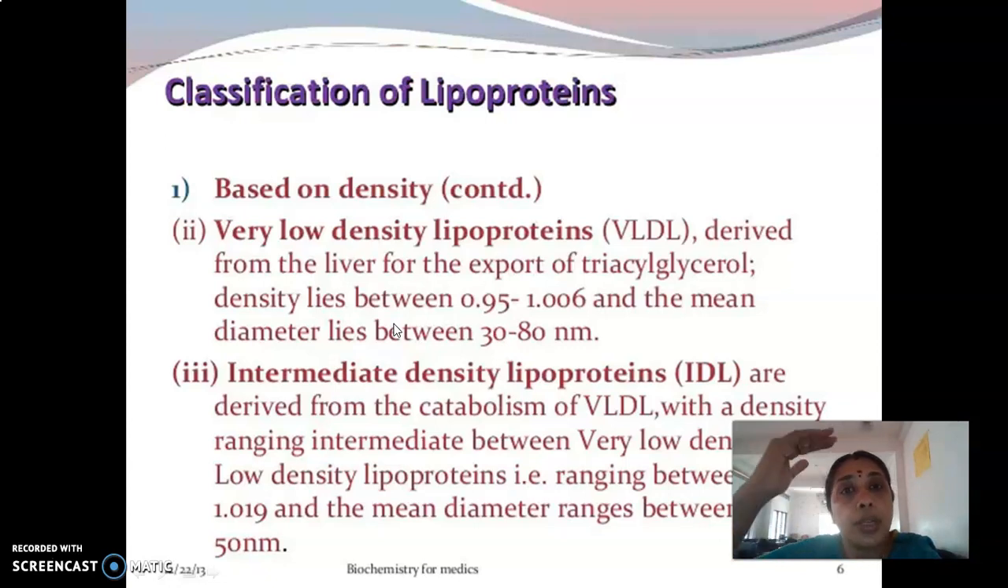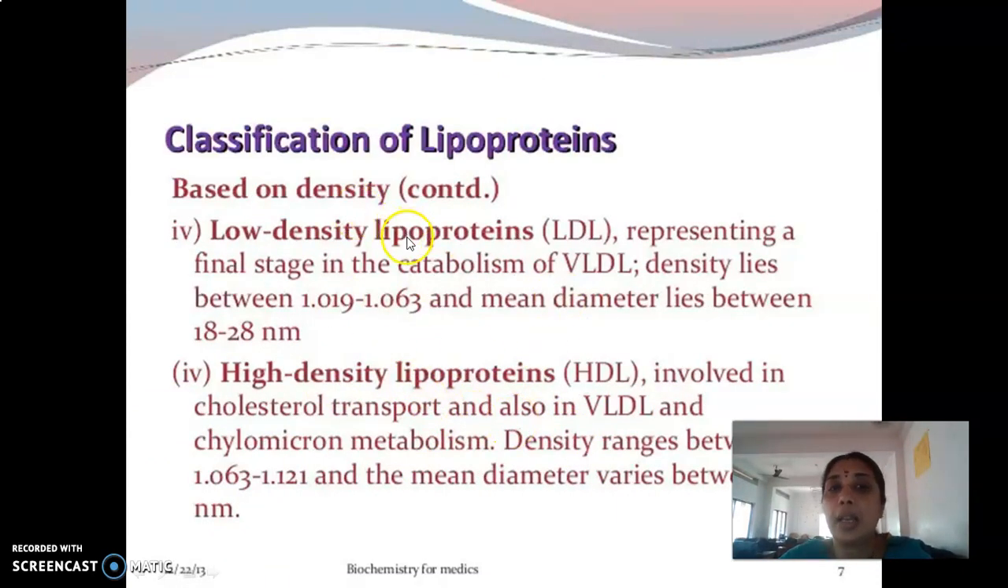As TG increases, density decreases. But when TG decreases, density increases. So during the metabolism of VLDL, we can synthesize IDL. The body synthesizes IDL by the removal of a small portion of TG. So intermediate density lipoproteins are synthesized from the catabolism of VLDL.